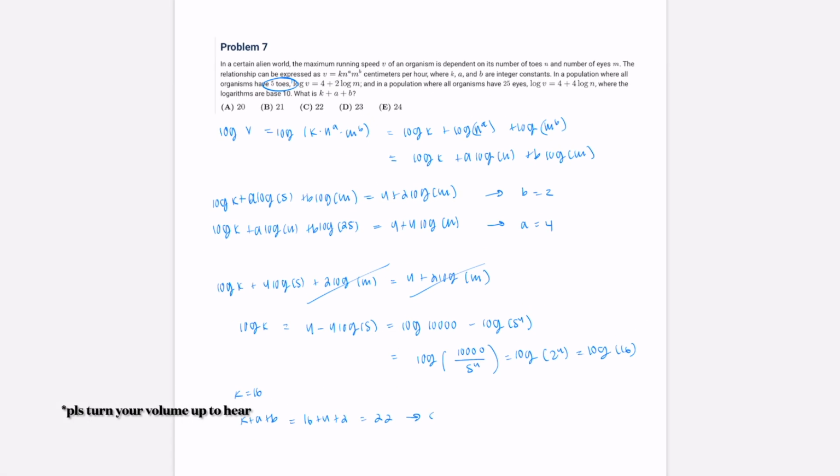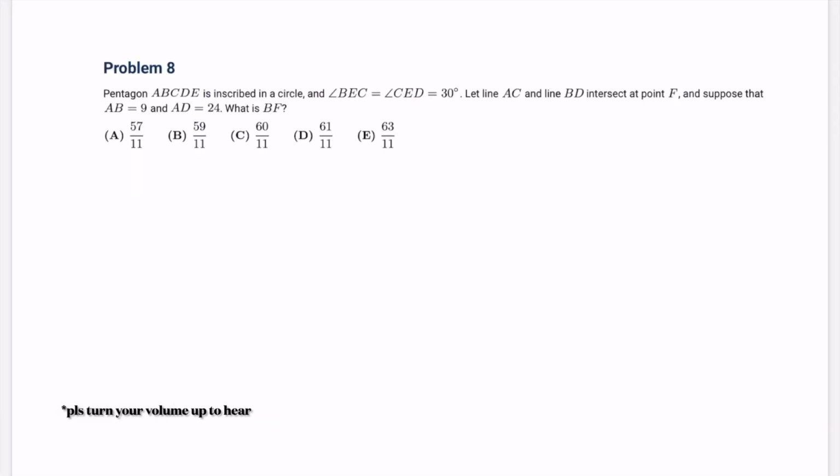So our answer is C. Problem 8. Pentagon ABCDE is inscribed in a circle, and angle BEC equals angle CED, which equals 30 degrees. Let line AC and line BD intersect at point F. And suppose that AB equals 9 and AD equals 24. What is BF?